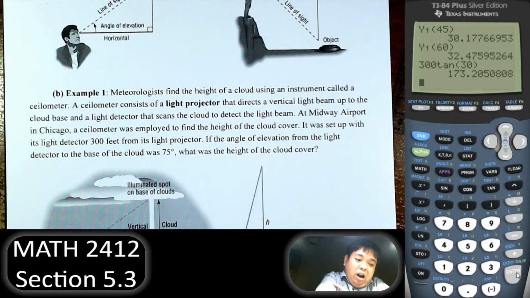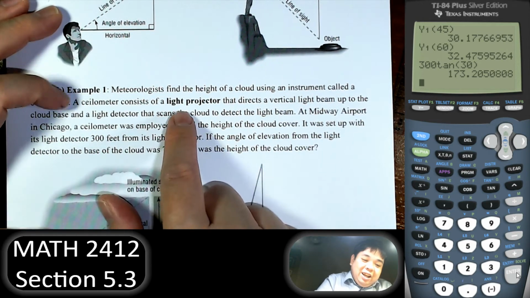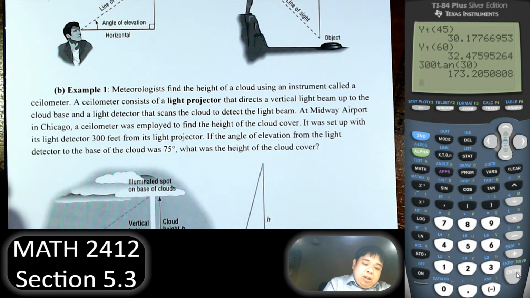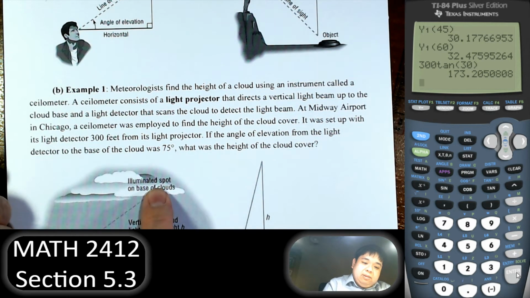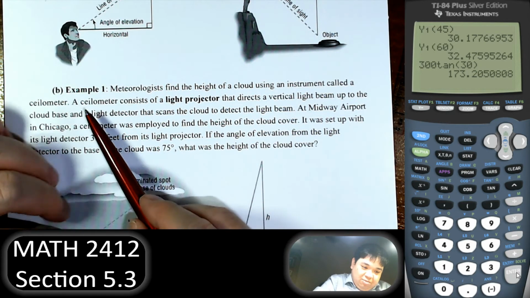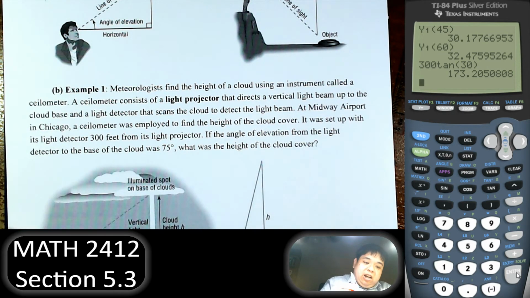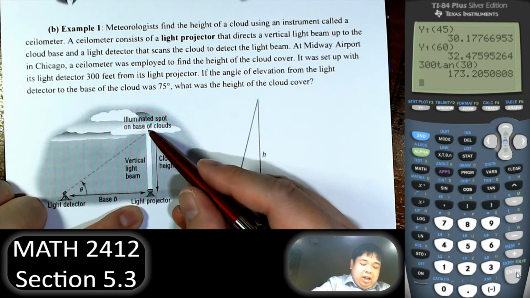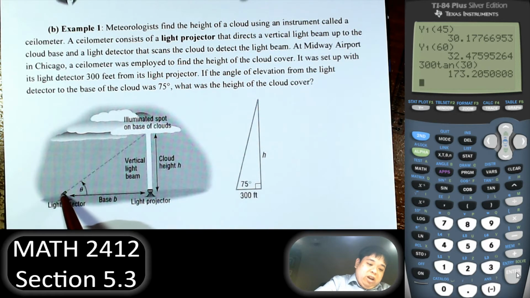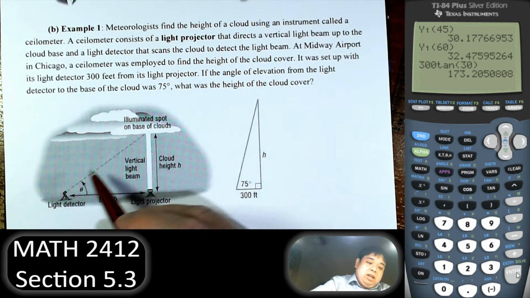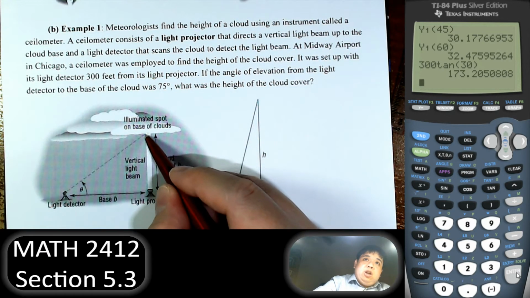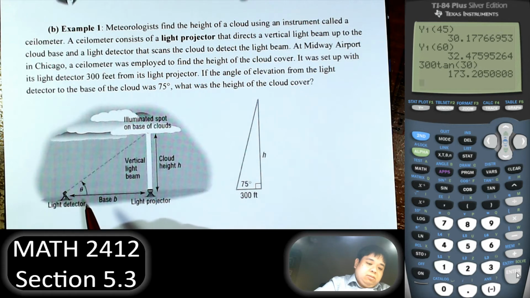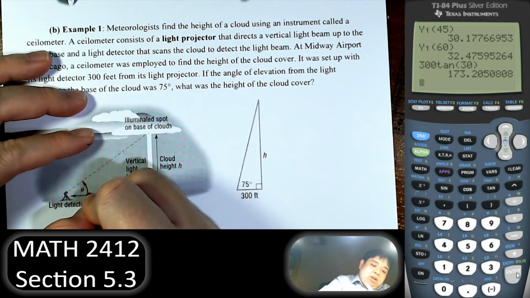Meteorologists try to find the height of a cloud using an instrument. A light beam goes straight up. Actually, that is not the device. The device is here. You will have the very bright light blow directly up into the cloud, and then we have a light detector at some distance away from it. It will detect the bright spot on the cloud, and with that they can measure the angle.